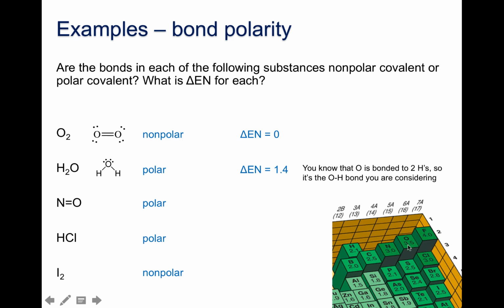For nitrogen and oxygen, we would do 3.5 minus 3. You're just going to subtract them in such a way that you get a positive value. With HCl, we've got 3 minus 2.1. The difference in electronegativity would be 0.9. And for iodine, we don't even need to know the number, but if we did, it's 2.5. The difference in electronegativity for the nonpolar substance would be 0. And so what we can do with these values is rate which one is the most polar and which one is the least polar. Obviously, the ones that are nonpolar are going to be the least polar, but the most polar bond is going to be the one with the largest difference in electronegativity, those OH bonds found in water.